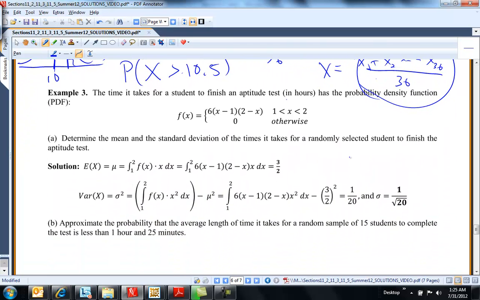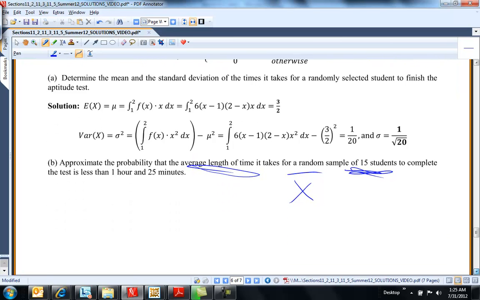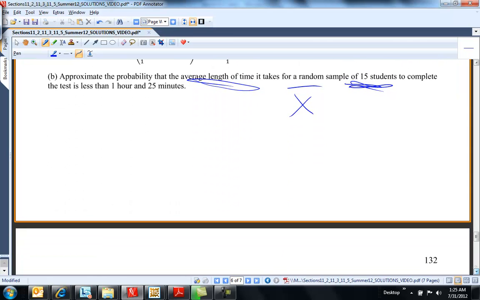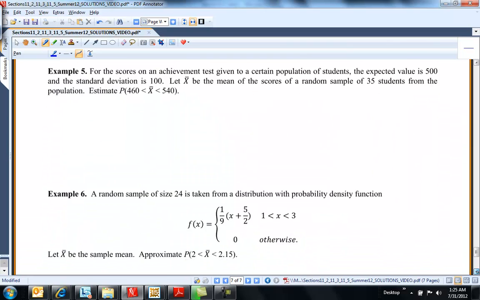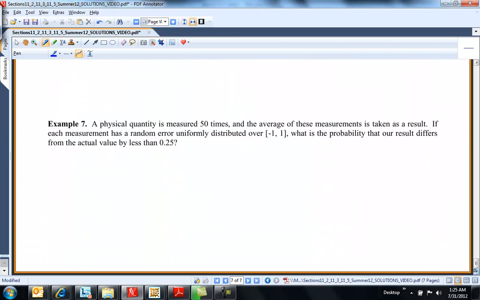This is test scores. I'm going to take 15 students taking the test, and I want to know their average length of time for 15 students. So this is going to be another X bar problem. Here's 4, another X bar. 5 and 6 are on the homework, on homework set 6. I thought I would add one.